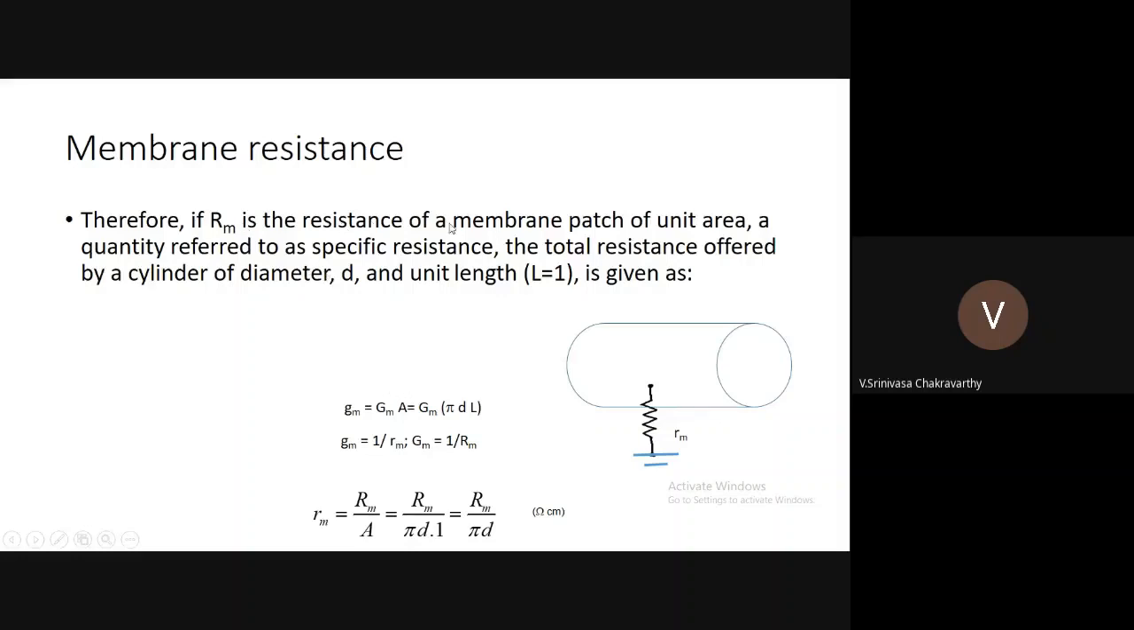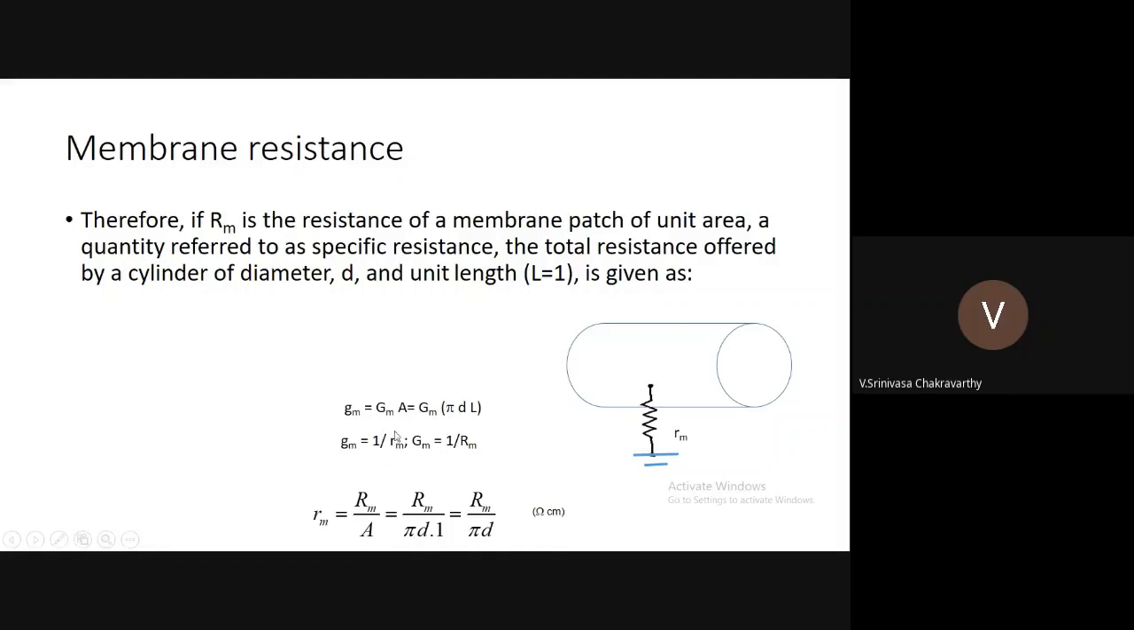So now capital Rm is the resistance of the membrane patch of unit area, and the quantity is referred to as a specific resistance of the membrane, and the total resistance offered by a cylinder of diameter d and of unit length L is given by. So if now small gm, let us say, is the conductance of a membrane of unit length or of length L, then capital Gm is the conductance of membrane of unit area, right? So then obviously the conductance of that cylinder will be equal to Gm times area of the cylinder, which is equal to Gm times pi d, which is circumference, times length of the cylinder.